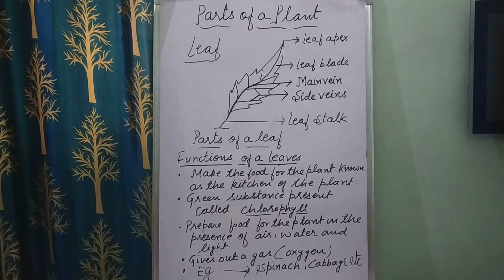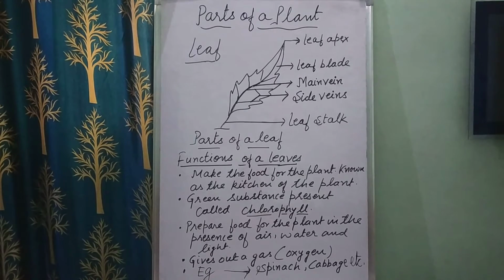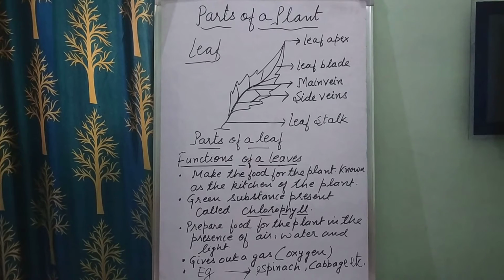So children, in a previous video we learned that a plant has two main parts. One was the root and the second was the shoot. We have also learned the two main types of roots: the taproot and the fibrous root. And we have learned the functions of roots and the functions of stems. So children, in this video we are going to learn about the functions of leaves.